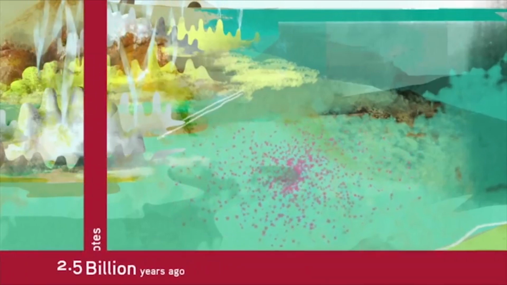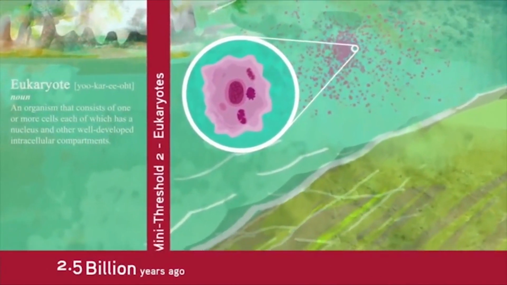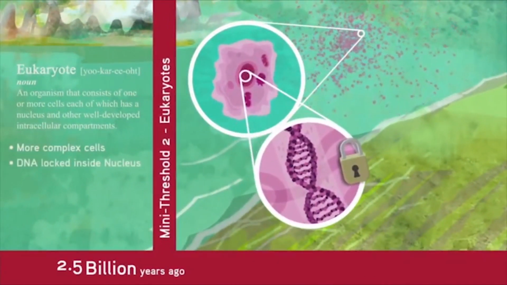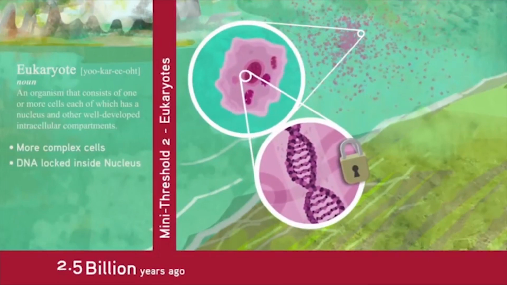Mini-threshold 2 is the emergence of eukaryotes about 2.5 billion years ago. These are more complex cells whose DNA is locked up inside a special case called the nucleus, which helps protect and preserve vital genetic information.